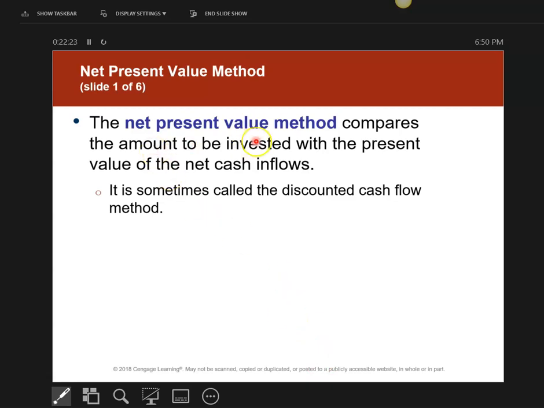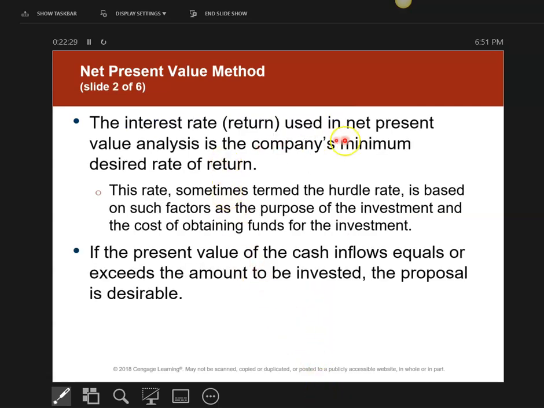It's called the NPV method. It's also called the discounted cash flow. And so we're also going to talk about the interest rate, because that's very important, because we're going to use our charts. Okay? And so here's the big question for you. If the present value of the cash inflows, this is the money we're going to get over a period of time, equals or is greater than the amount you invest, the proposal should be done. If it's less than, you should not do it. It's as simple as that.